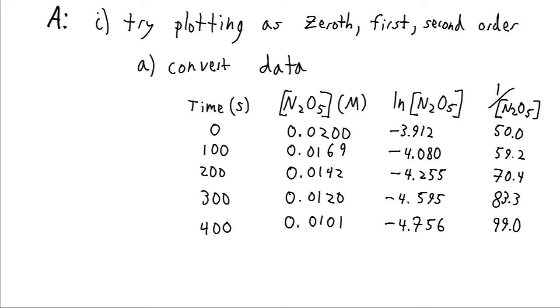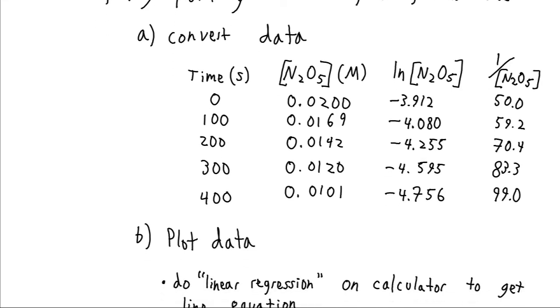In order to plot all these different order types, we're going to need to convert our data, because the first order reaction involves a natural log of the concentration, so what we said corresponded to y. And the second order reaction involves taking the reciprocal of the concentration. So we'll convert our concentration data so that we have the y's for all those different reaction types. Now we'll go ahead and try plotting it.